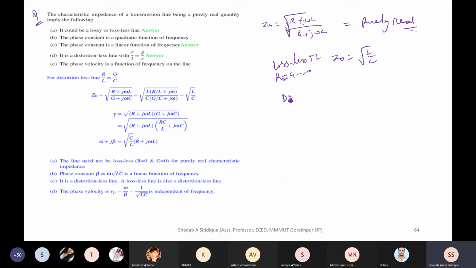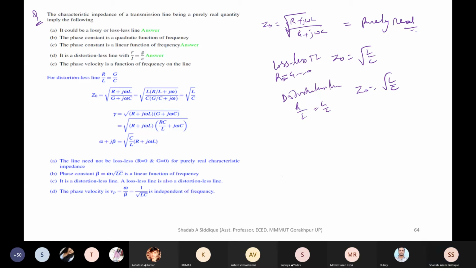And if you go through the distortionless line, we know R by L is equal to G by C, and that again gives Z0 equal to the square root of L by C. So these two will give you the purely real value.